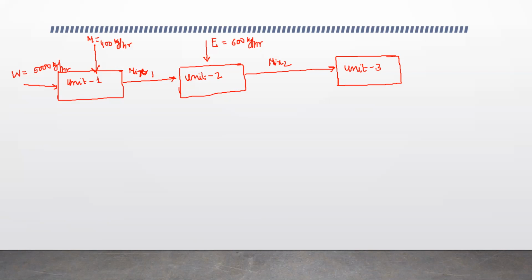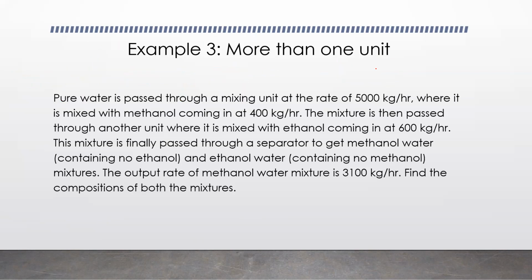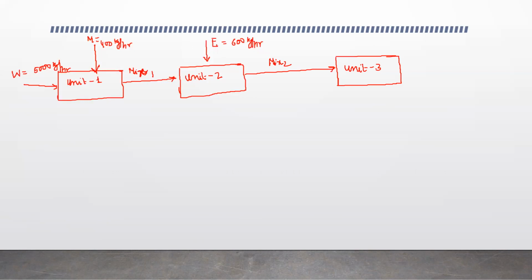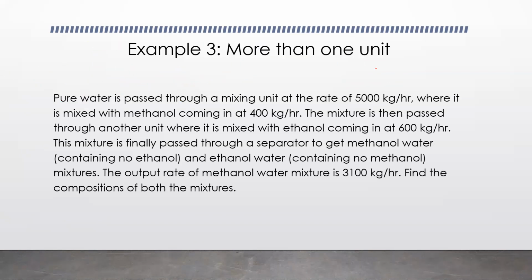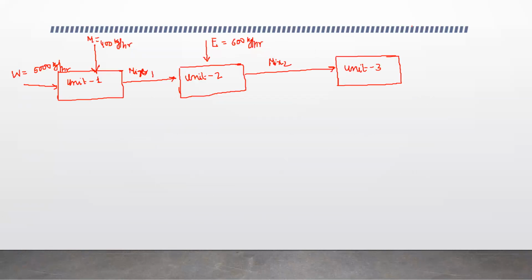So this mixture is passed through a separator, that is unit number 3, to get methanol water and ethanol water. So methanol water is pure methanol. It does not contain ethanol. And similarly, ethanol water is pure ethanol, no methanol. All right.